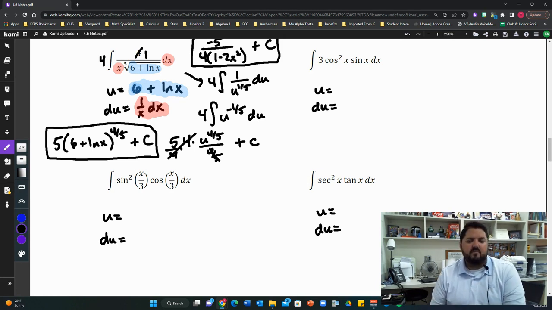Okay. All right, let's try another trig one. So this one's a little tricky. It's the integral of 3 cosine squared x sine of x dx.